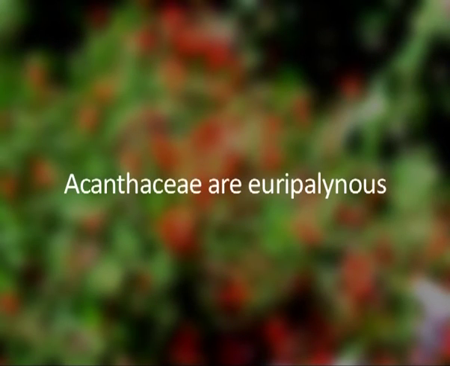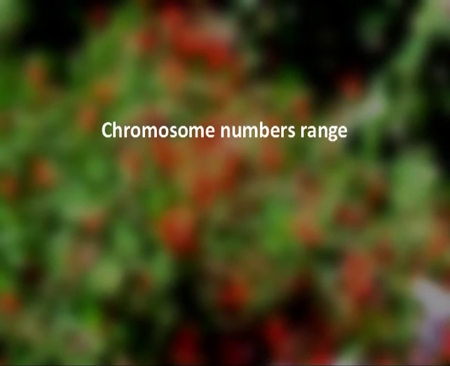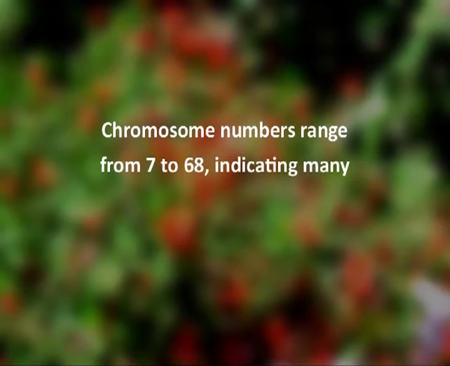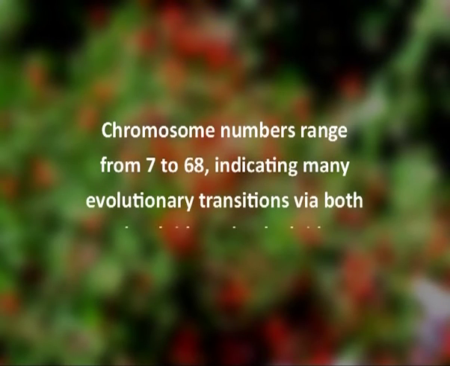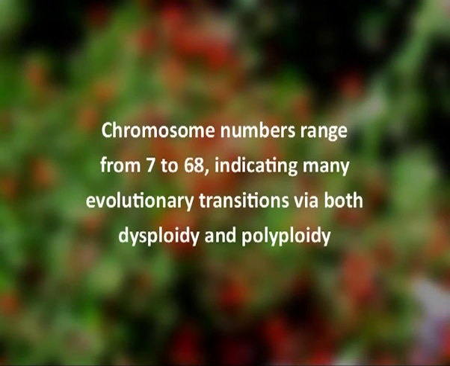Acanthaceae are eurypalynous. In terms of the number and type of apertures as well as ultrasculpturing, pollen grains of Acanthaceae are without doubt as diverse as any other family level lineage, regardless of the size. 11 different pollen types have been recognized in this family. Chromosome numbers are similarly diverse, with documented haploid numbers ranging from 7 to 68, thus indicating many evolutionary transitions via both dysploidy and polyploidy.